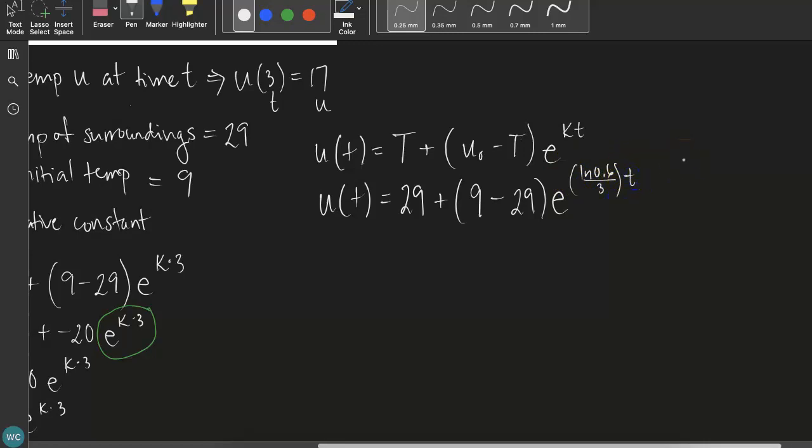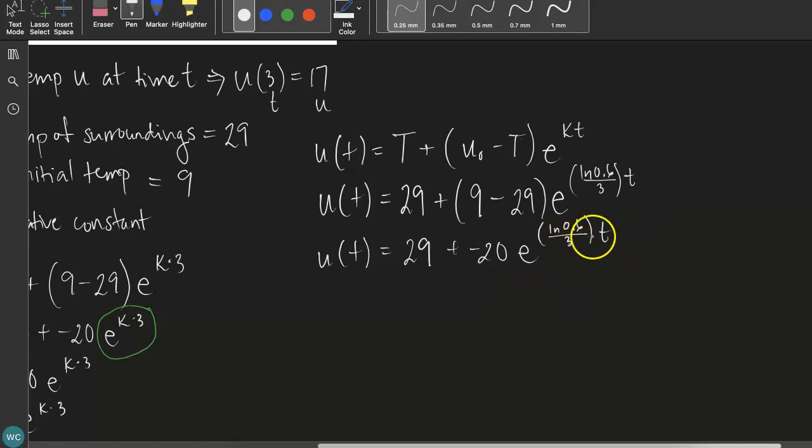But lowercase t does not remain constant in this formula. This is a function of lowercase t, time. So I want to leave that as that variable lowercase t. I can clean it up just a little bit. I can go ahead and say, okay, this is the same thing as plus negative 20 e. I'm still going to leave k as its exact value.